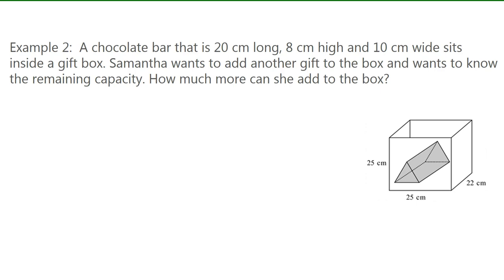So let's start by finding the volume of the chocolate bar, which is in the shape of a triangular prism. So the triangular prism has a length of 20 centimeters, a height of 8 centimeters, and a width of 10 centimeters. And to find the volume of a triangular prism, we find the area of the base and multiply that by the height.